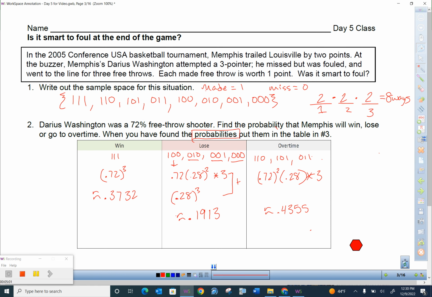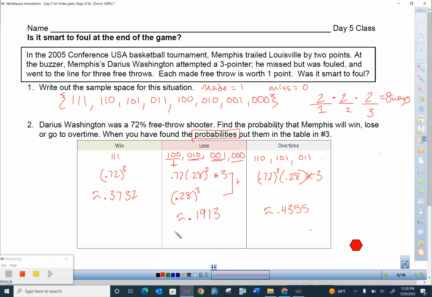Okay, so here there were 4 ways to lose, so you could just make exactly 1. That's going to mean you lose because you only gained 1 point and you were down by 2, or you couldn't make any at all. And with this, the probability of making exactly 1 means the 0.72 counts once and the 0.28 counts twice. But there were 3 different ways that could happen, so I just did times 3.